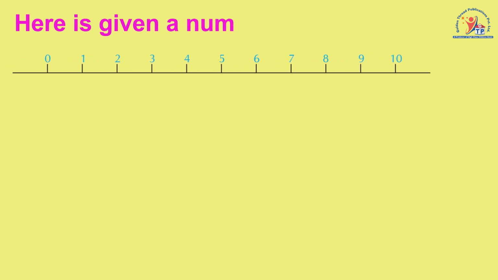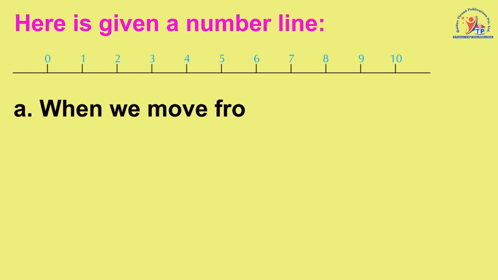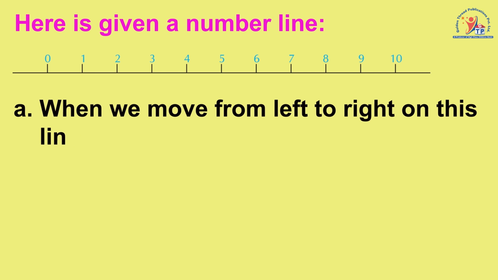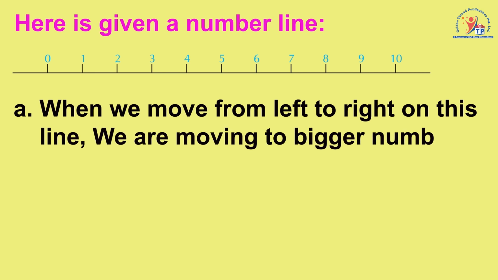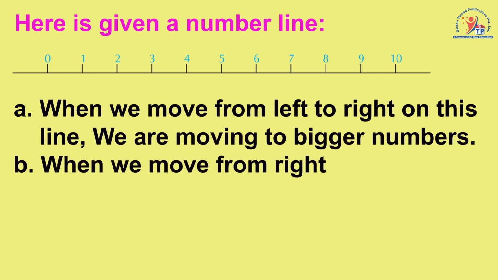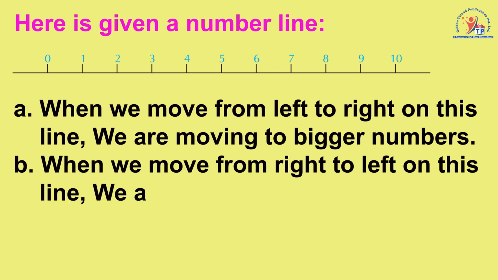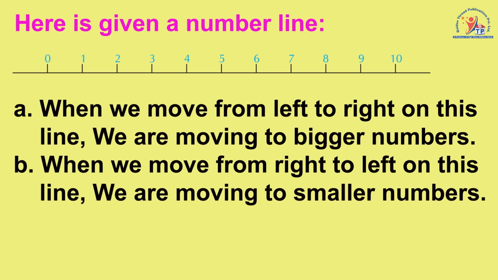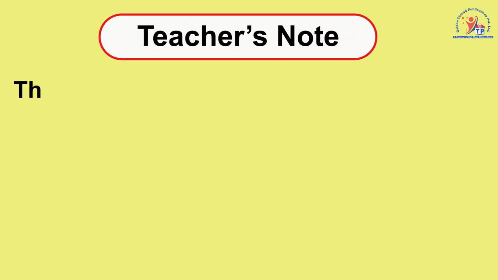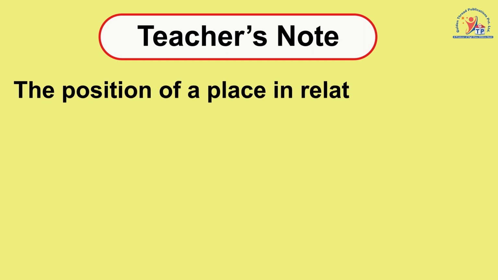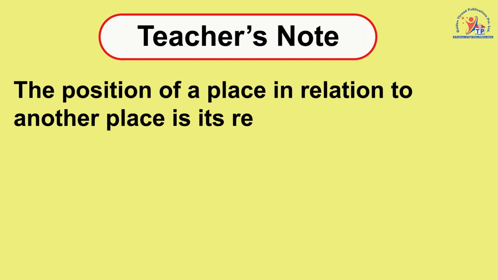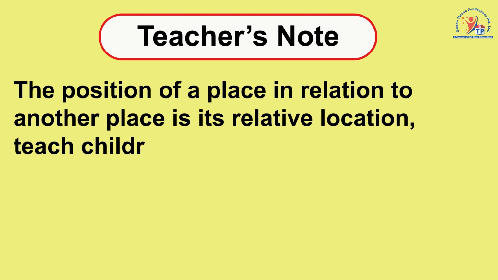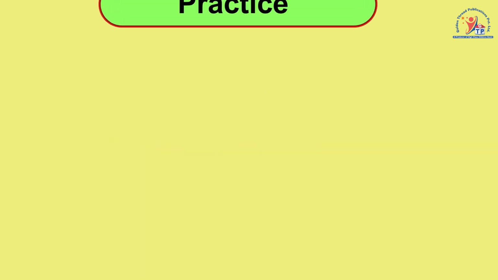Here is given a number line. A. When we move from left to right on this line, we are moving to bigger numbers. B. When we move from right to left on this line, we are moving to smaller numbers. Teacher's note: the position of a place in relation to another place is its relative location. Teach children with examples.